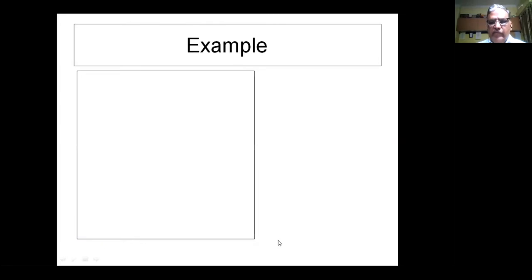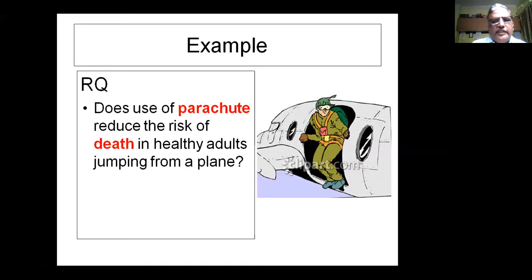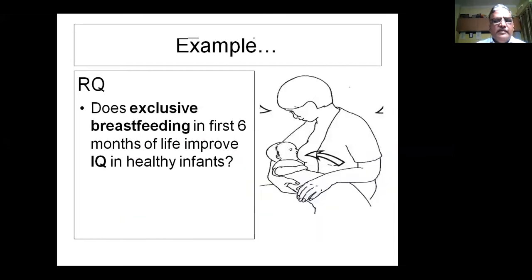Now, for every question about therapy and prevention, can you always do an RCT? Take an example. If my research question is, does use of a parachute reduce the risk of death in healthy adults jumping from a plane? Who is going to participate in my study? Which ethics committee is going to give me the permission? Okay, take another example. Does exclusive breastfeeding in the first 6 months of life improve IQ in healthy infants?